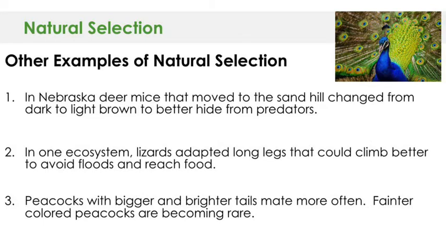There are lots of other examples of natural selection. We're just going to look at three. The first one that we're going to look at would be deer mice. There are a lot of different colors of mice, but in Nebraska there are two that had moved around the sandhills, and they changed colors from a darker color to a lighter color of brown to hide from their predators.